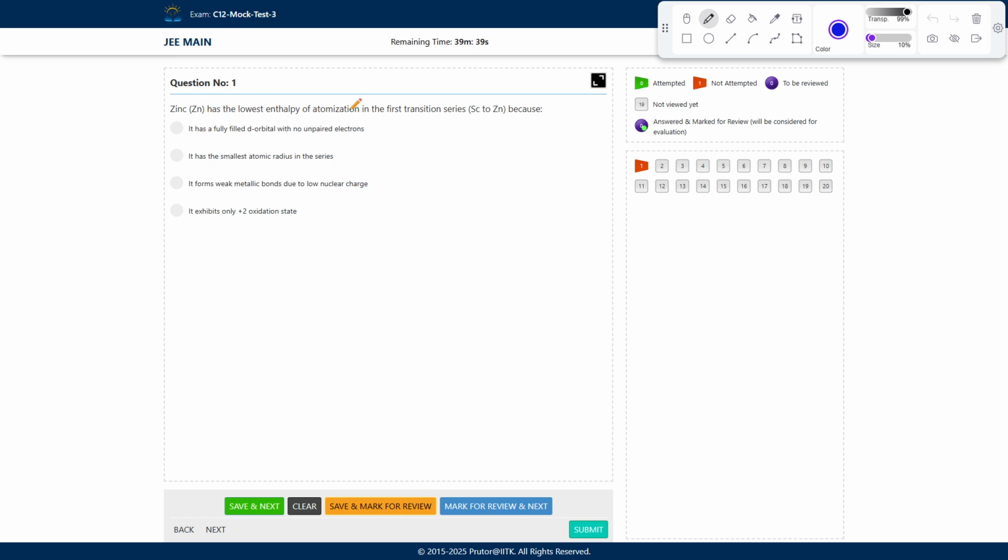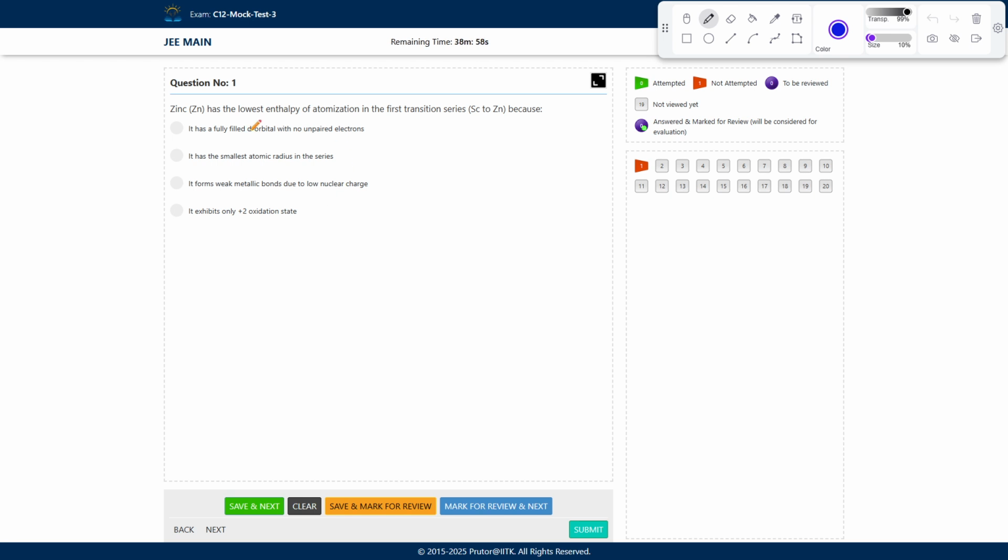Zinc has the lowest enthalpy of atomization in the first transition series, that is from scandium to zinc. Because... so you have to tell the reason why in the first transition series, that is the 3d series from scandium to zinc, zinc has the lowest enthalpy of atomization. You are given four choices. It has a fully filled d orbital with no unpaired electrons. It has the smallest atomic radius in the series. It forms weak metallic bonds due to low nuclear charge, or it exhibits only +2 state.